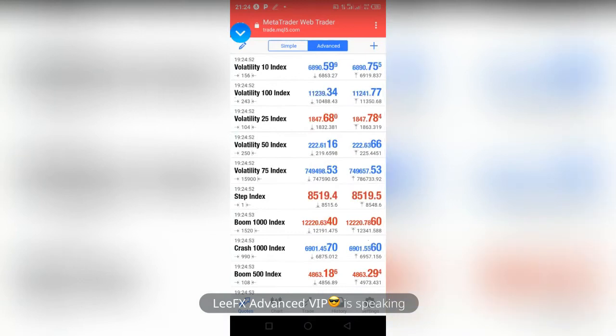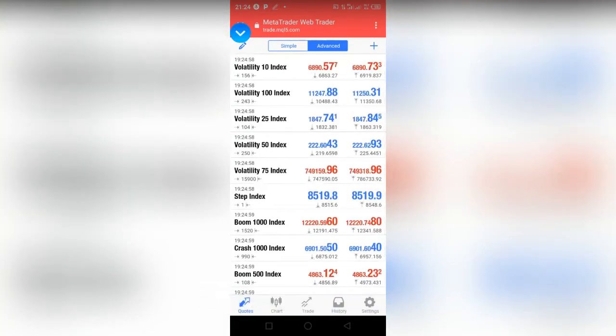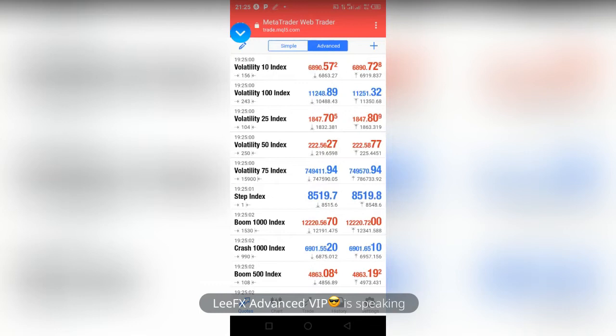Okay, so it is very important that you understand this when you are using these pairs. When you look at this, it is where you see the behavior of the market. This is where you are able to see the strength of each pair. So there is V10, V100, V25, V50, V75, step index, boom 1000, crash 1000, boom 500, just like that. Those numbers are prices that we are dealing with.